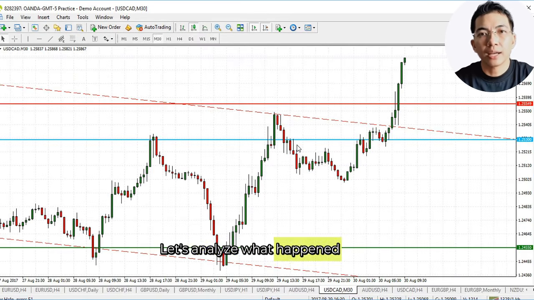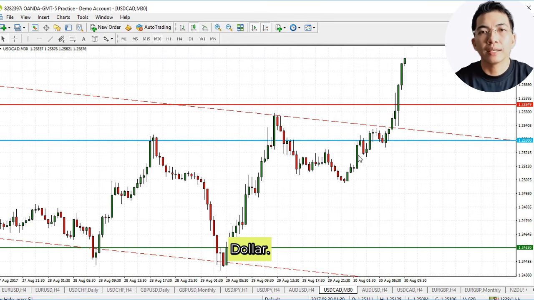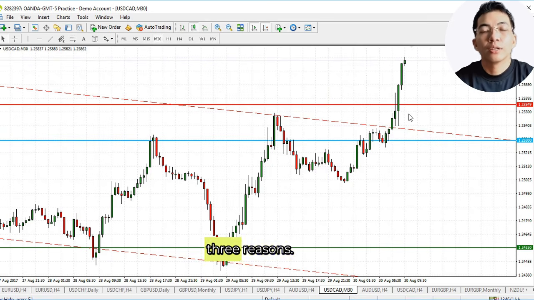Let's analyze what happened to our trade on United States dollar, Canadian dollar. You can see that it didn't go very well and I lost my position in a couple of hours. I'm glad that I took this trade for 3 reasons.